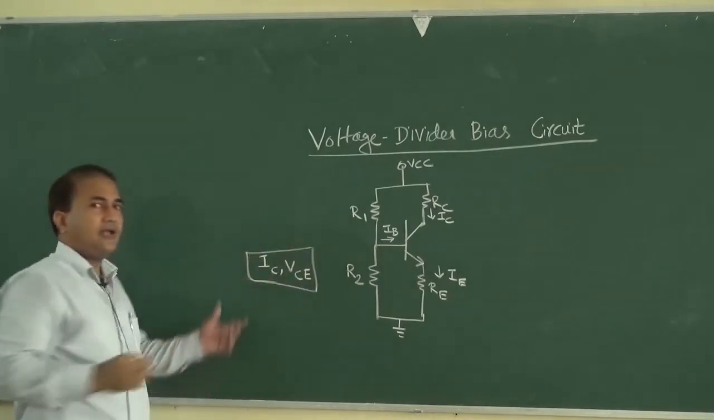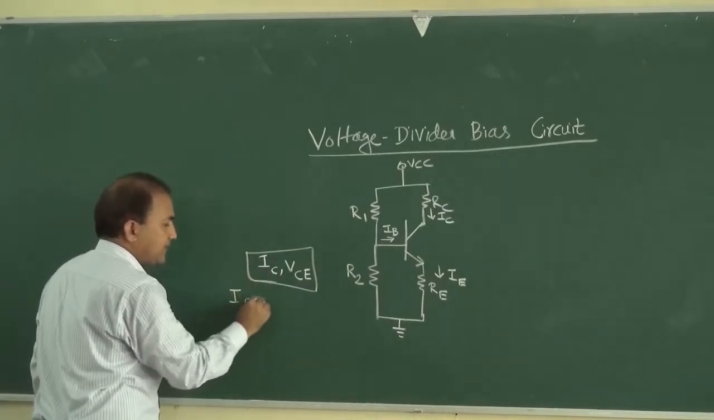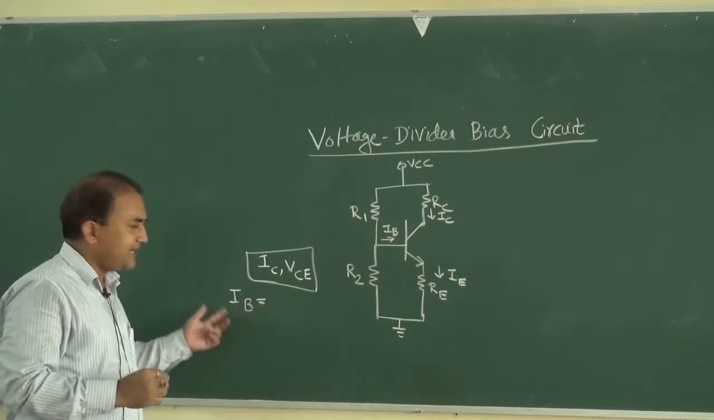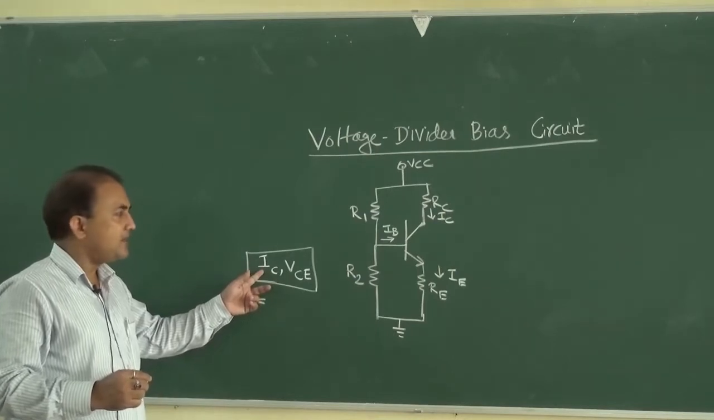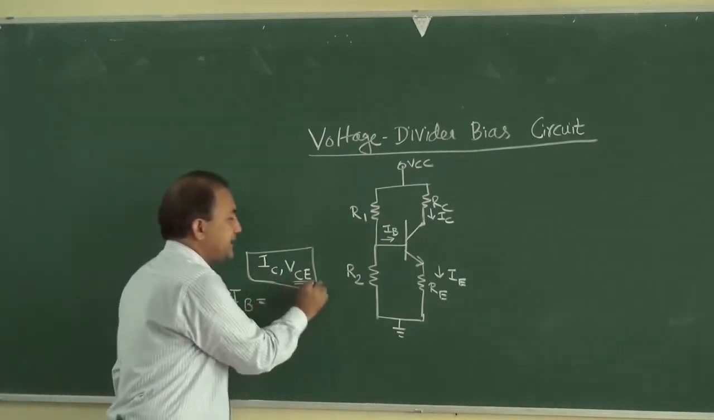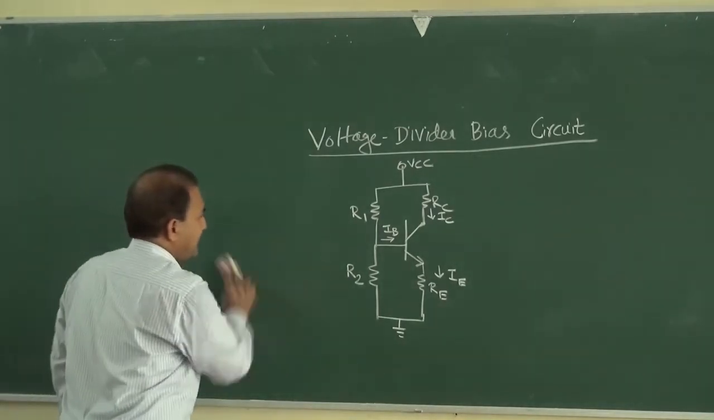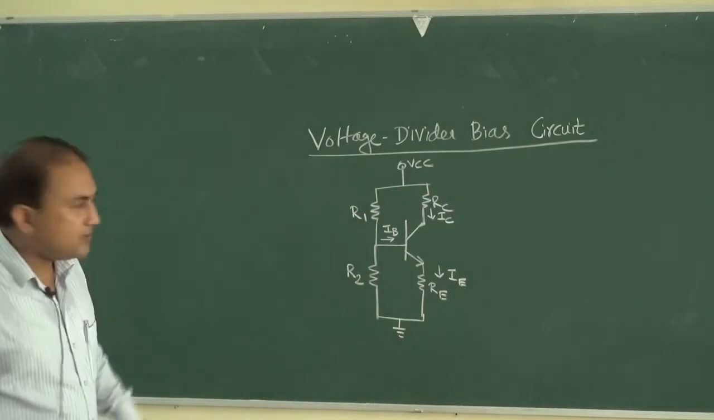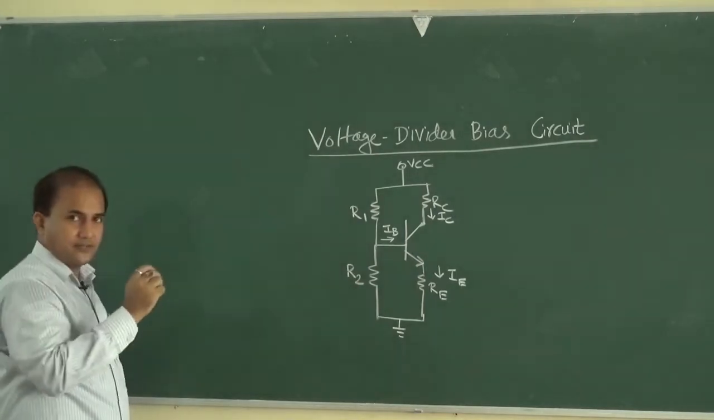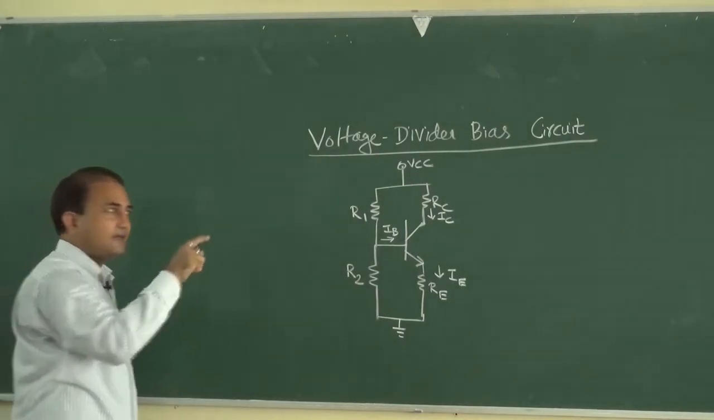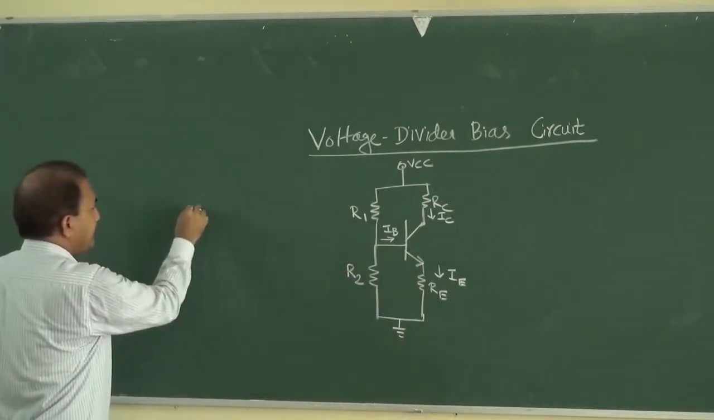In order to determine IC, first of all we will determine IB. If we determine the value of IB, then we can determine IC, and also we will determine VCE. So how to determine these values? This circuit can be analyzed by using Thevenin's theorem. If we apply Thevenin's theorem to this circuit, then it will look like this.